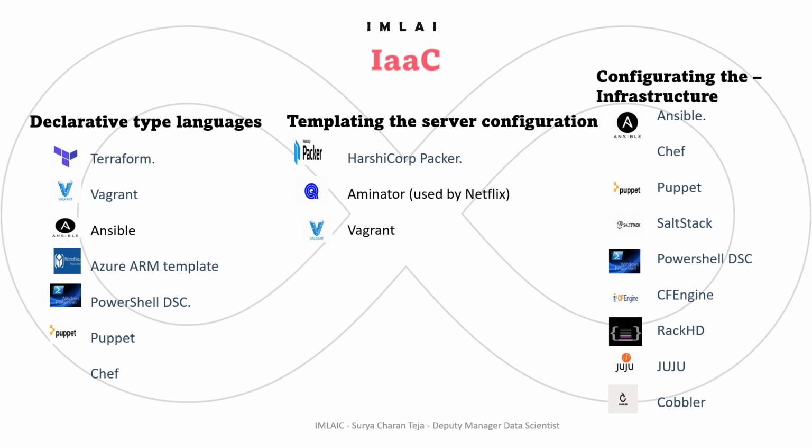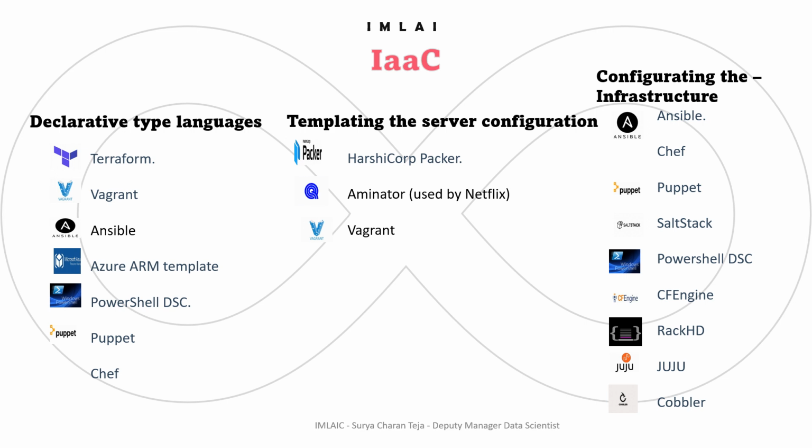the servers. And then we have templating the server configuration. That is Packer, HashiCorp Packer, and then Emulator or Vagrant. So here what happens, you write a script. We will do it with Vagrant anyway, we are going to use it. Even Packer we are going to use in the coming slides.